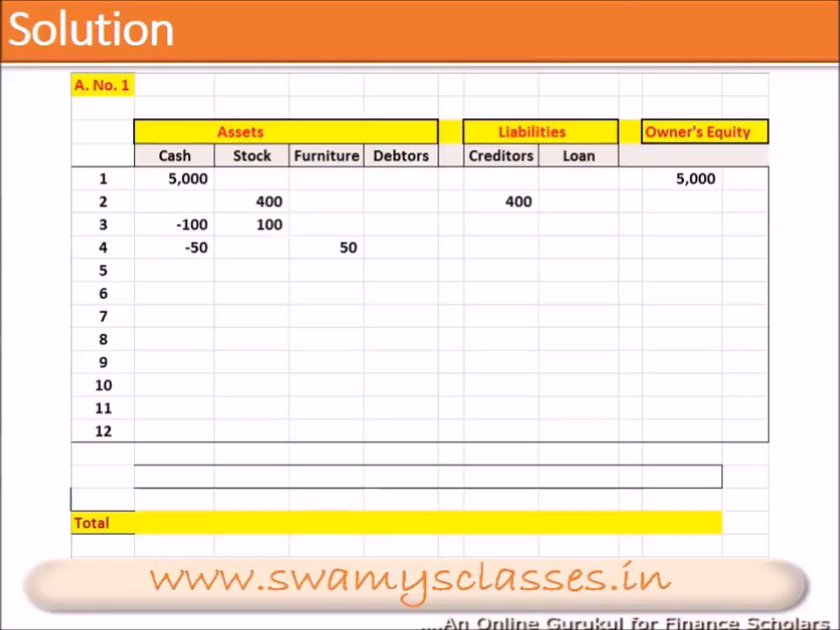Let us look at the accounting equation number 4 now. Because you have purchased furniture, assets will go up in the name of furniture. And because you have paid cash for it, assets will go down in the name of cash 50 rupees. So both increase and decrease happening in the asset side itself. So accounting equation matches.